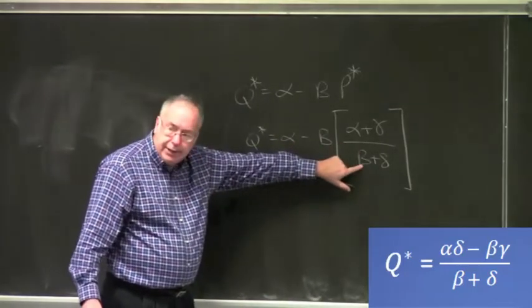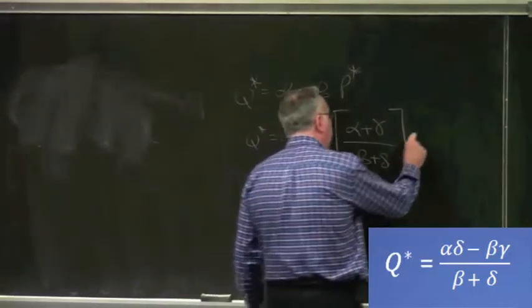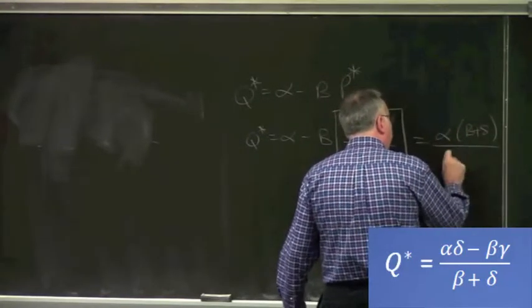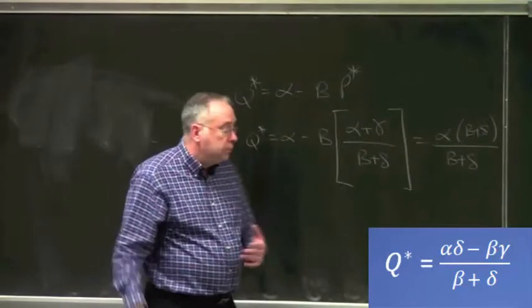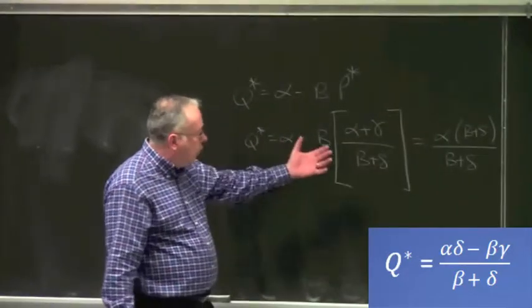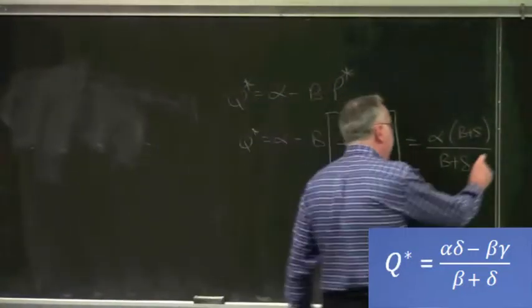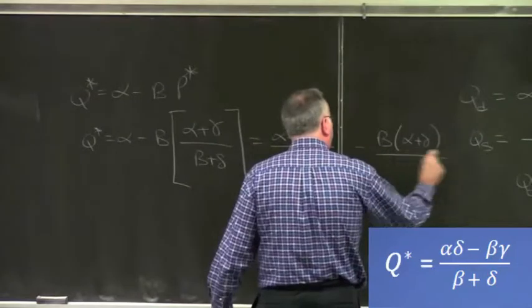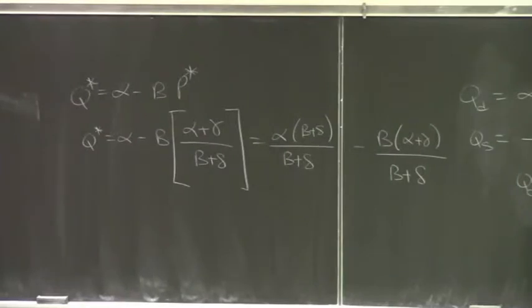The denominator for the second term is beta plus delta. So you could rewrite this as Q star equals alpha times beta plus delta over beta plus delta. Beta plus delta over beta plus delta is just 1. So you can multiply alpha by 1, and it leaves the value of alpha the same. Minus beta times alpha plus gamma over beta plus delta. Now these two terms have the same denominator, so you can just subtract the numerators.